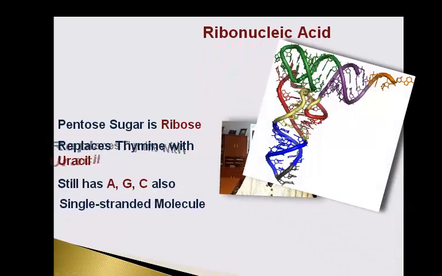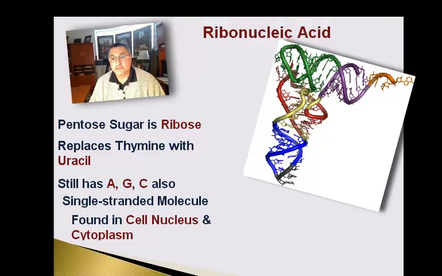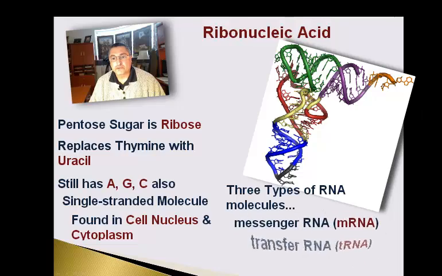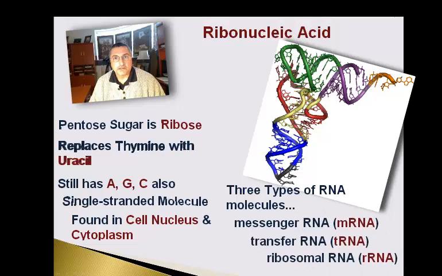RNA molecules are single-stranded molecules. They are found in the cell nucleus, but they're also found in the cytoplasm. There are three types of RNA molecules: messenger RNA, transfer RNA, and ribosomal RNA.